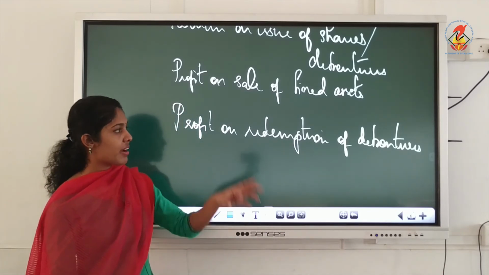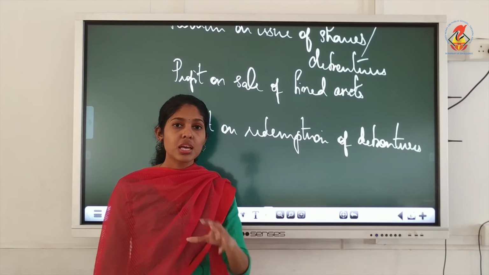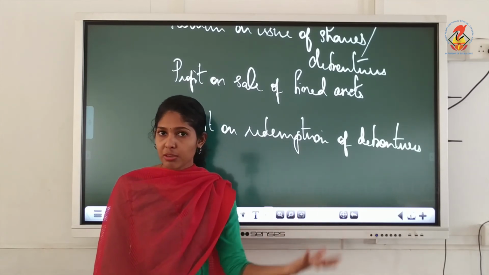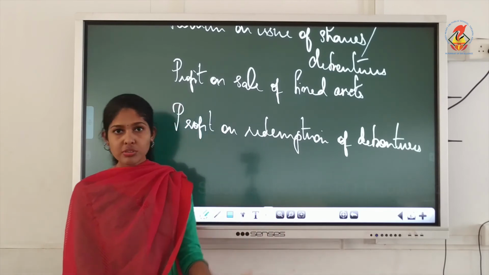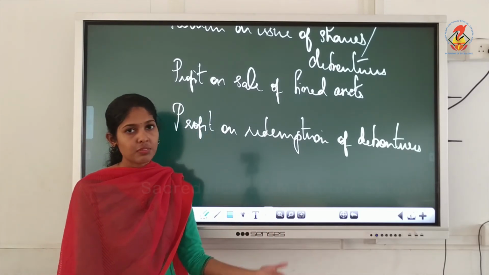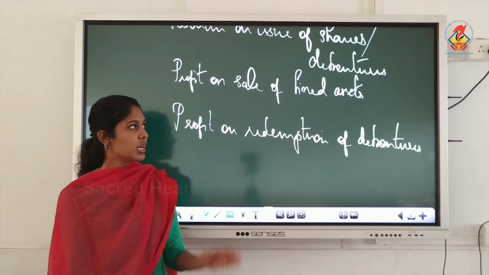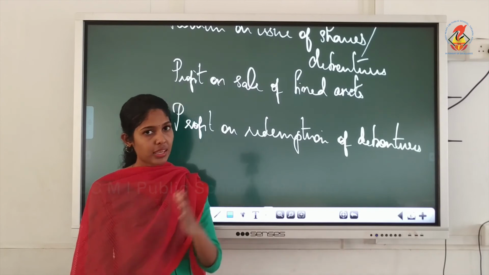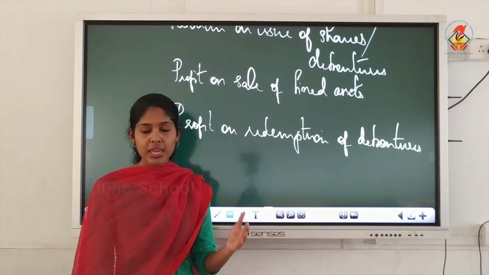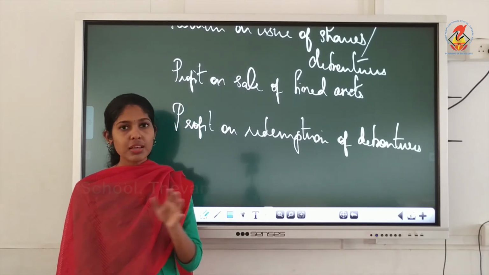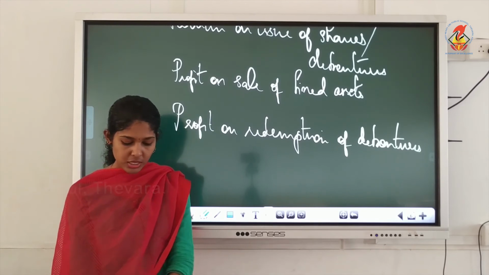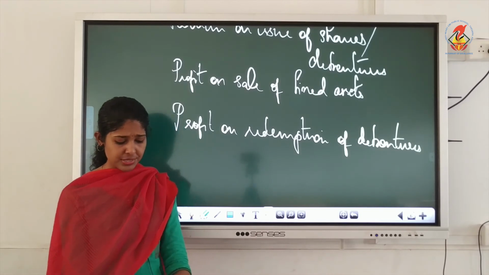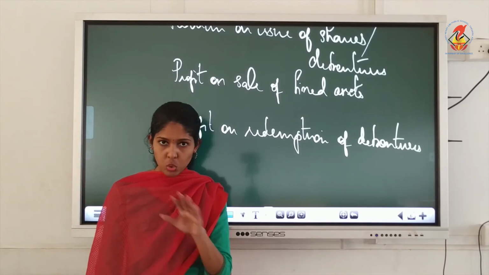Then profit on redemption of debentures. Redemption means repayment of debentures. When you pay back the amount, if you can make a profit at that time, and out of that profit you keep a reserve, that is capital reserve. So these are the types of reserve, that is basically revenue reserve and capital reserve. Under revenue reserve, we have general reserve and specific reserve. So examples you can write like this for capital reserve. So, types of reserves over with that.